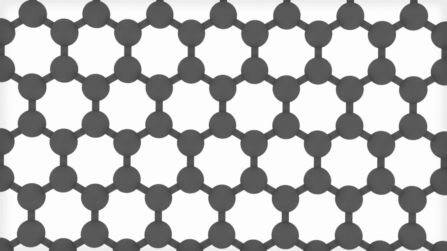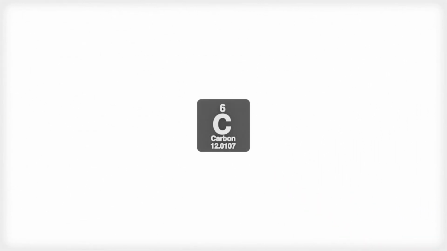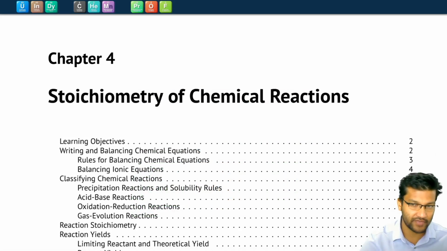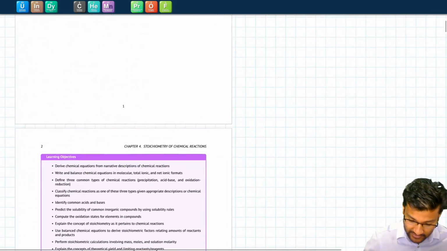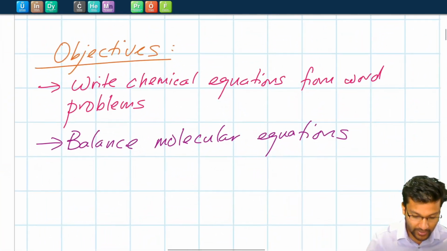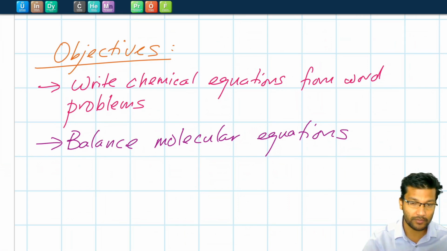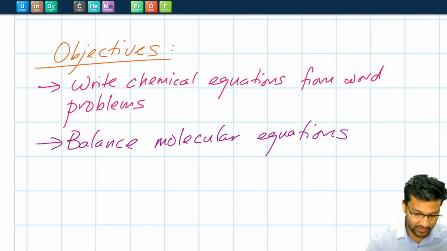Hello students, this is Professor Chalai, and in this video we're going to start chapter 4, Stoichiometry of Chemical Reactions, by looking at how to balance chemical equations. By the end of this video, you should be able to write chemical equations from simple word problems, and also be able to balance those chemical equations.